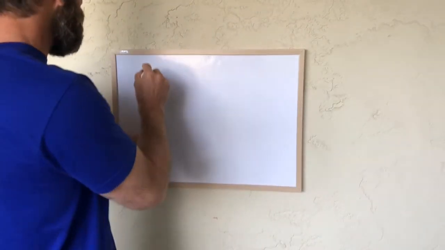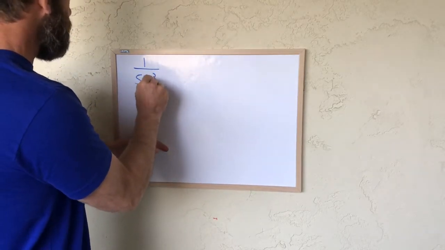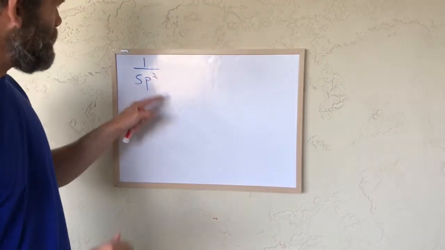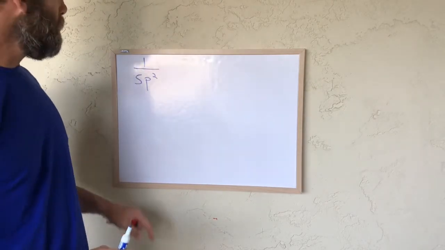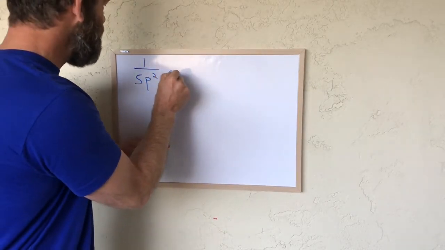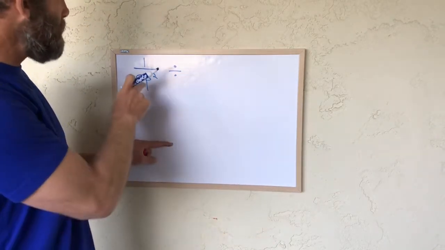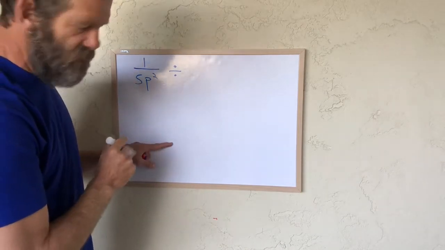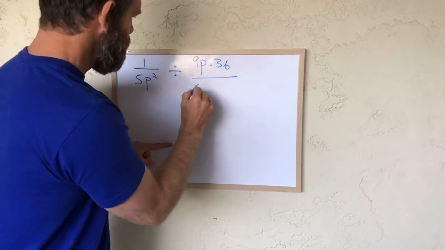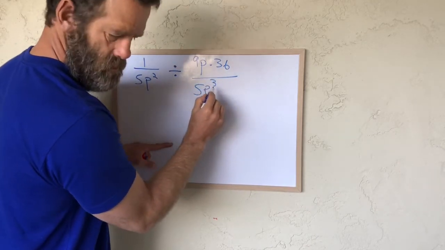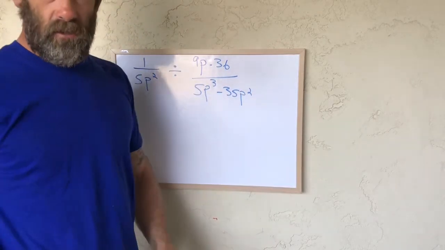So look, I'm going to write this. 1 over 5p squared, then I say divided by, and I have this big thing. I'm not going to write that fraction because a fraction is just division. I'm going to rewrite it like this: 1 over 5p squared divided by 9p minus 36 over 5p to the third minus 35p squared. This is way easier to look at now.